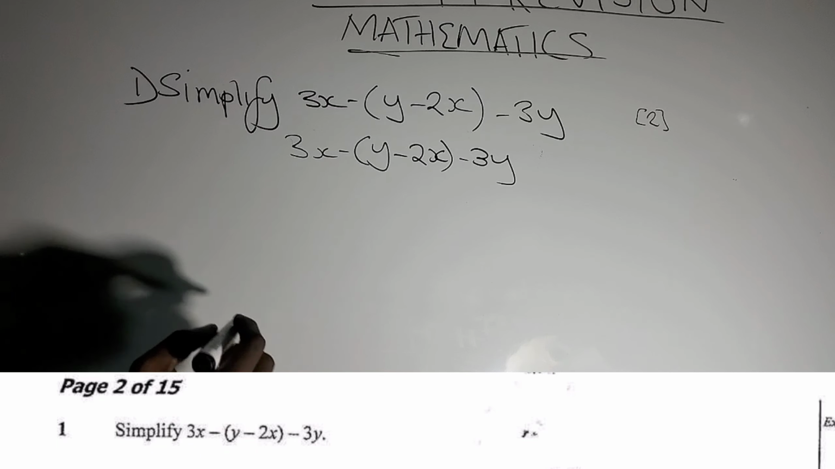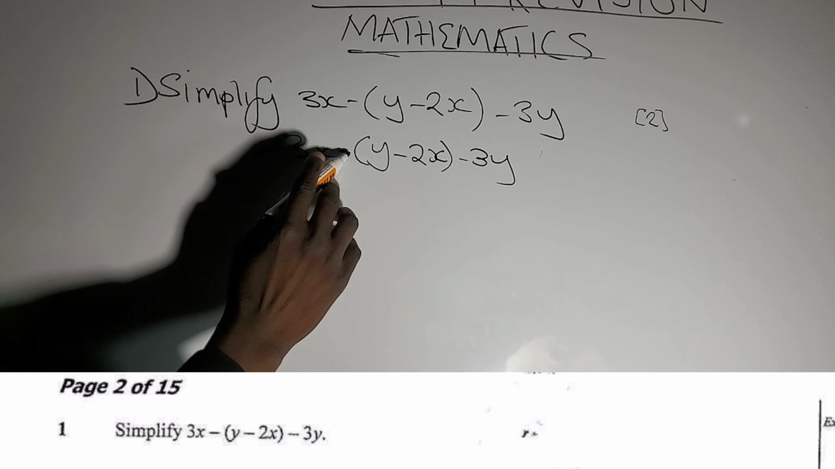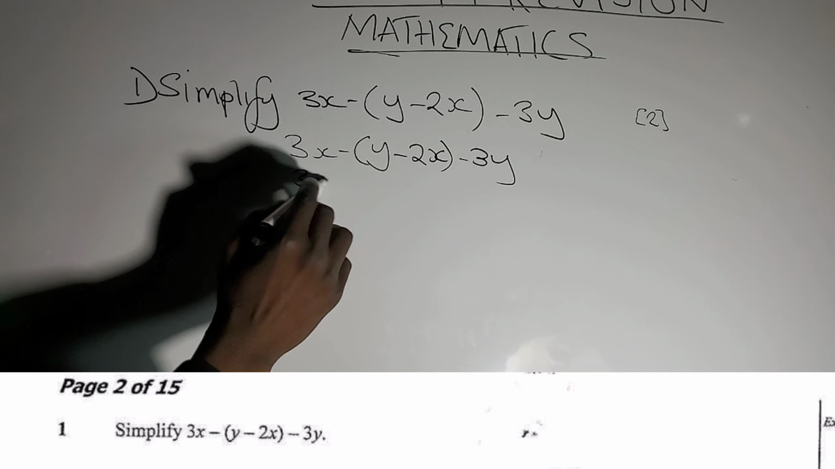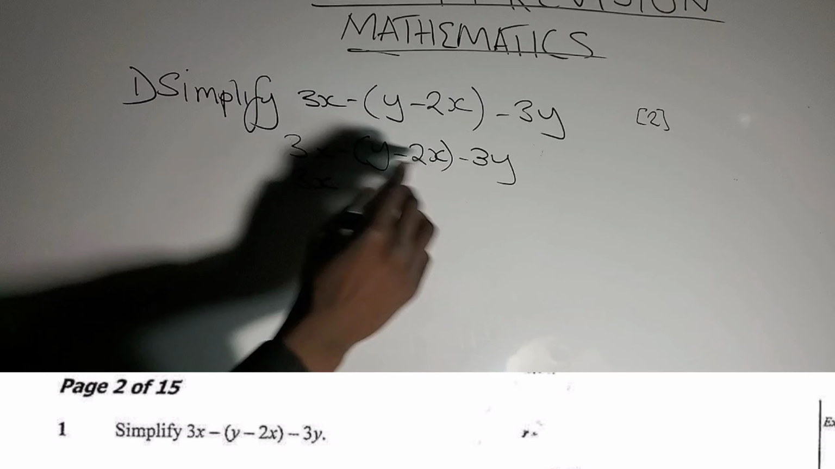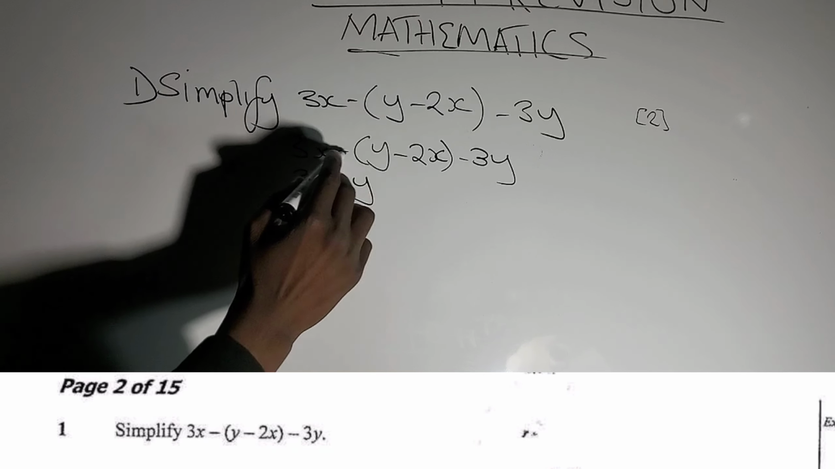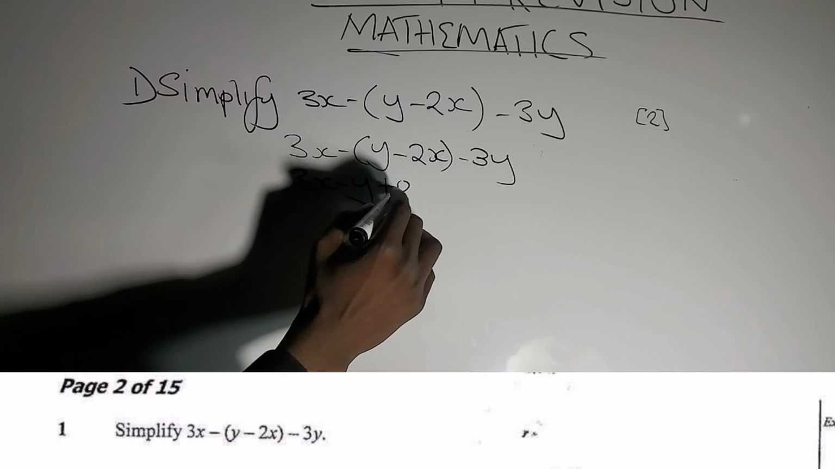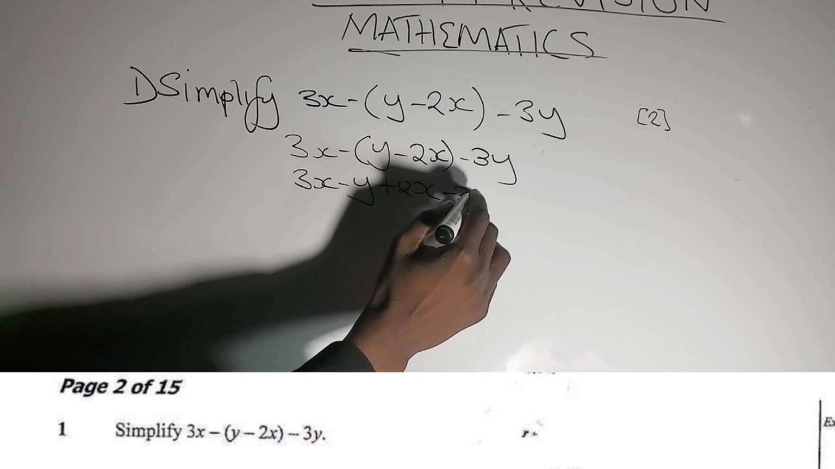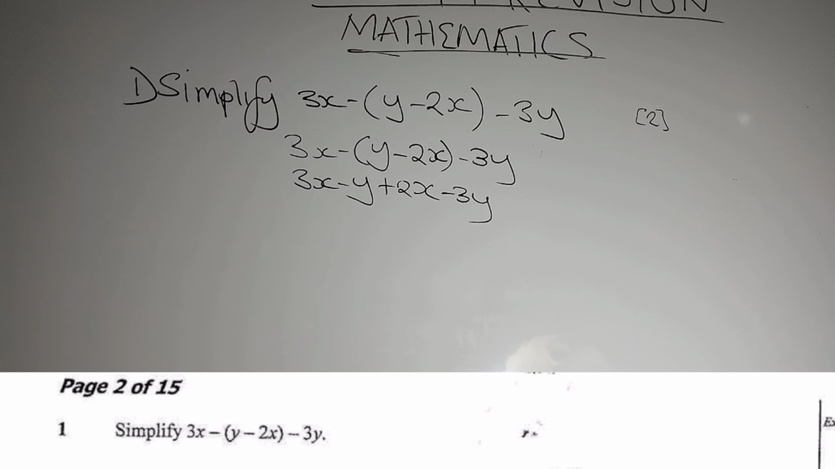then what you do here, you expand using whatever is in front of the brackets here. So we're going to maintain 3x. The negative will be multiplied by everything here, which will be negative y. Negative is negative, positive 2x. This will come the way it is as negative 3y. Okay?